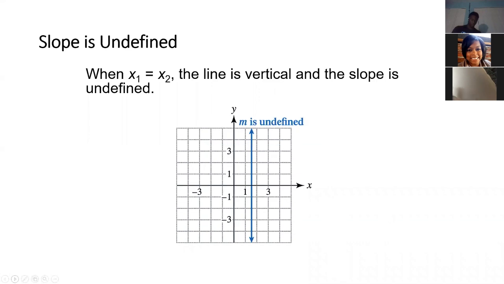And then our slope is undefined. And that's when x1 equals x2, the line is vertical and the slope is undefined.